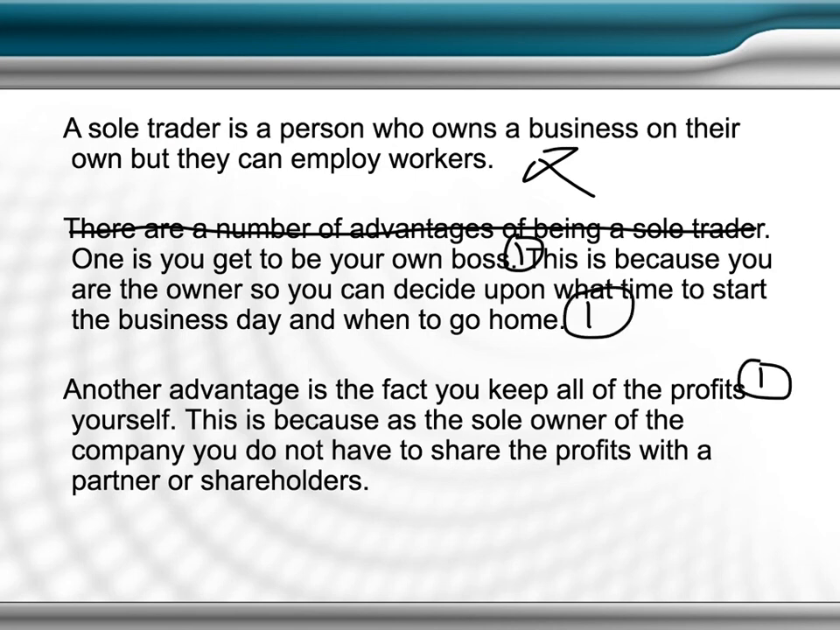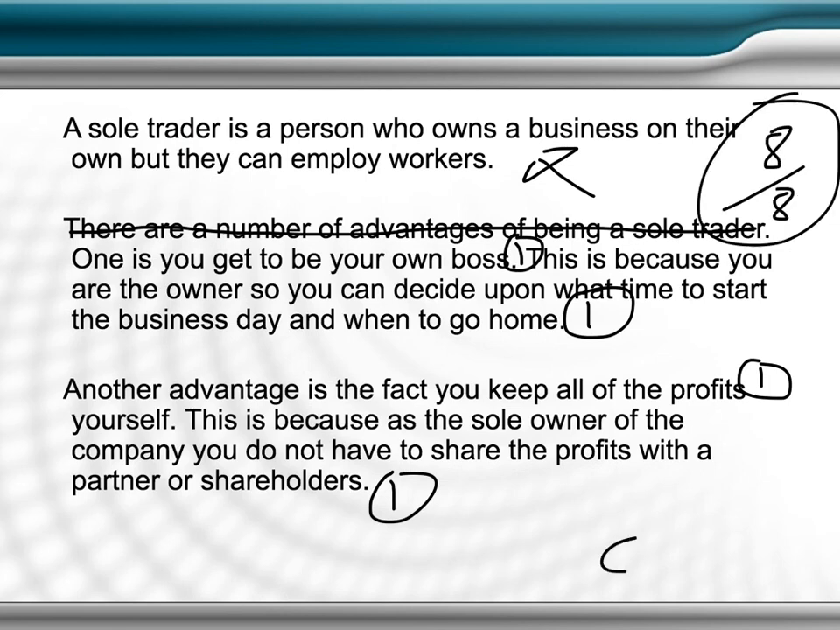Right, another advantage is the fact that you get to keep all the profits. There's your 1 mark. This is because as sole owner of the company, you don't have to share the profits with a partner or shareholders. There's your 2nd mark. Please, every time you make a point, put a full stop and think, is there another line that I can say? If you can, try and say 2 extra lines. If you can only do 1, do 1. Then, if you did 2 disadvantages now, you'd get 8 out of 8. Especially if you do a final conclusion. So, in this case, I think being a sole trader would be best because, or I think it would be better to be something else because.